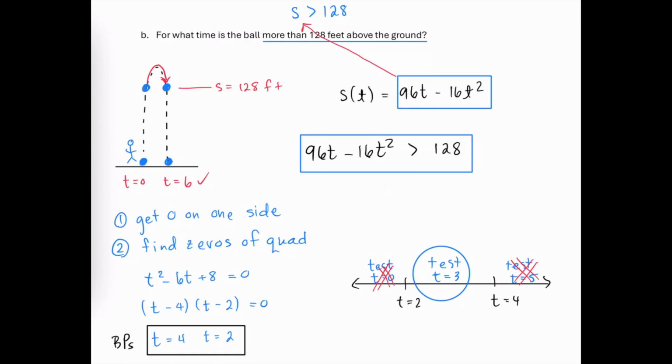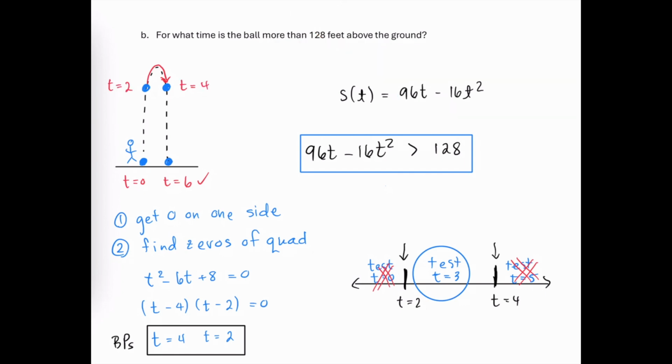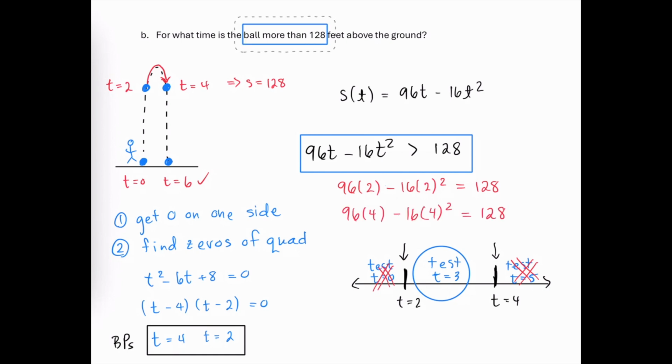The last thing we want to do in the boundary point method is to test the boundary points themselves. When we do that, we see that at time is equal to 2 and time is equal to 4, these are the values that cause the position to be equal to 128. So 96 times 2 minus 16 times 2 squared is not greater than 128, it's equal to 128. And the same is true for time is equal to 4. But the question asks for when the ball is more than 128 feet above the ground, not equal to 128 feet, so our boundary points would not be included in the solution.